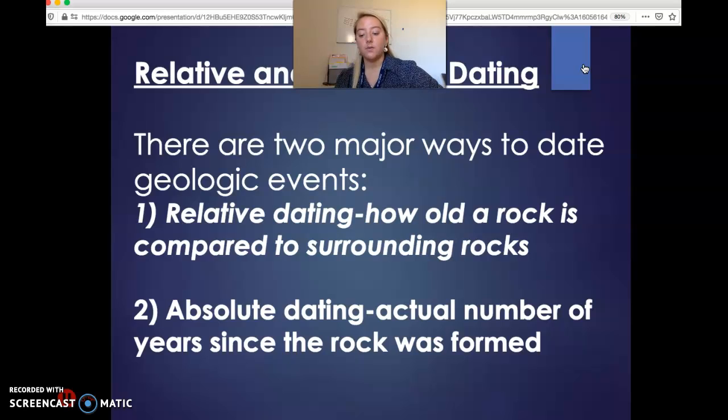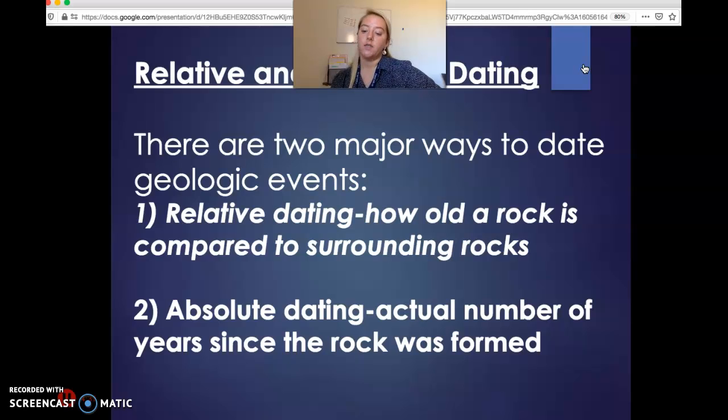To find the absolute age of a rock, though, in the late 1800s, we discovered that we can track the half-lives of elements like carbon-14. We call this absolute dating. It's the actual number of years since the rock was formed. So while the relative was kind of a ballpark or a comparative, absolute dating tells me exactly when that rock was formed. That would be like if I were trying to tell you all your age, you would be exactly 13, 14, or 15 years old.